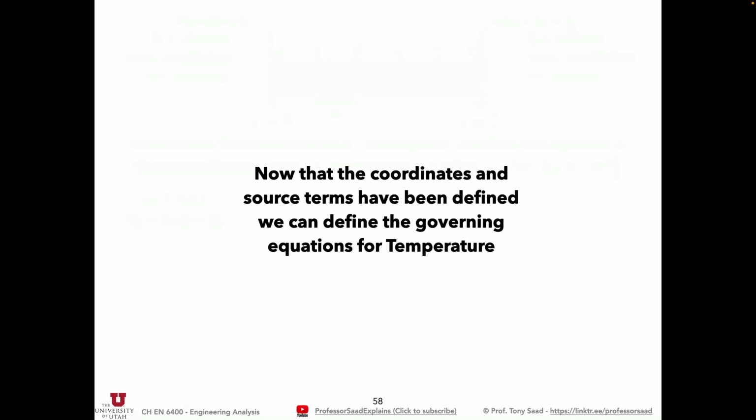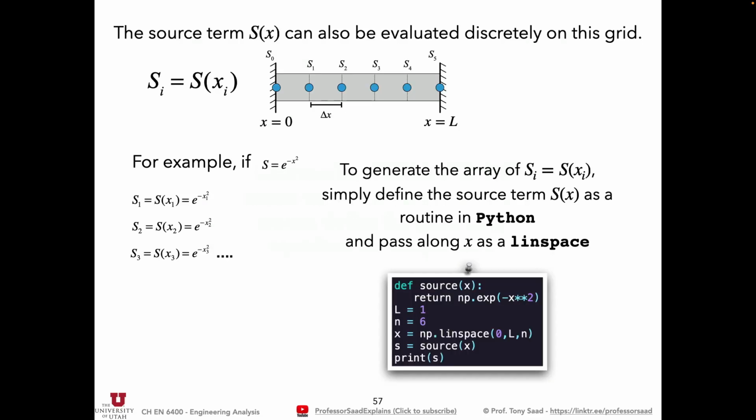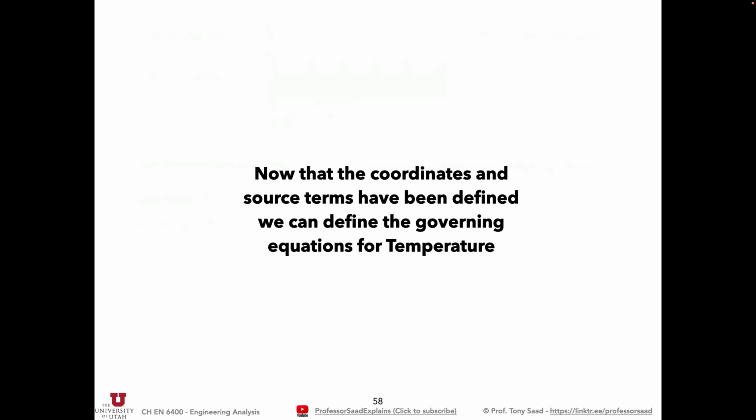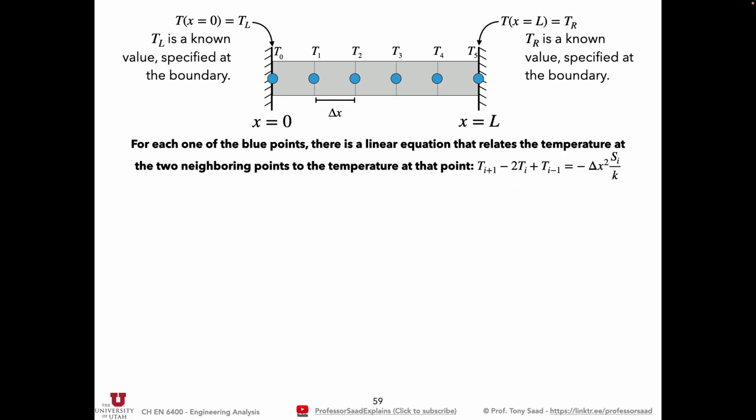Now we can get back to business. So we took a little detour just to define what S of xi is. Now that the coordinates and source terms have been defined, we can really define the governing equations for all the unknown temperatures. For each one of those blue points, there is a linear algebraic equation that relates the temperature at the two neighboring points to the temperature at that point. So remember, our generic formula for the temperature in the rod is Ti plus 1 minus 2Ti plus Ti minus 1 equals some known value. This formula is relating the temperature at point i to the temperature at point i plus 1 and the temperature at point i minus 1.